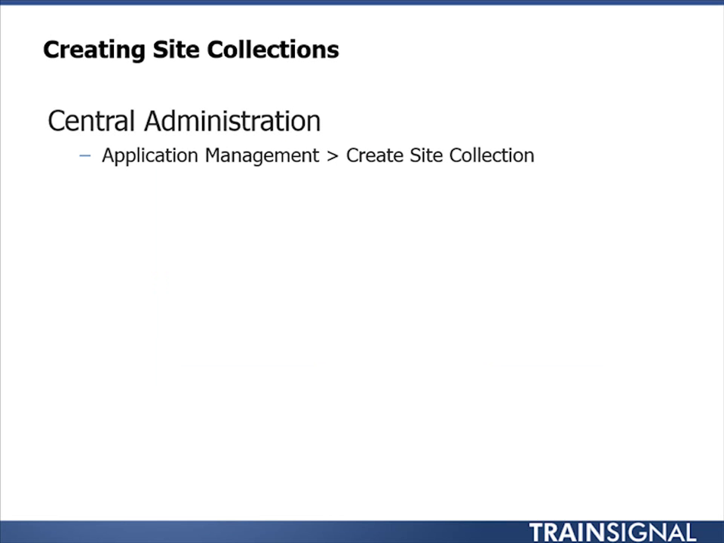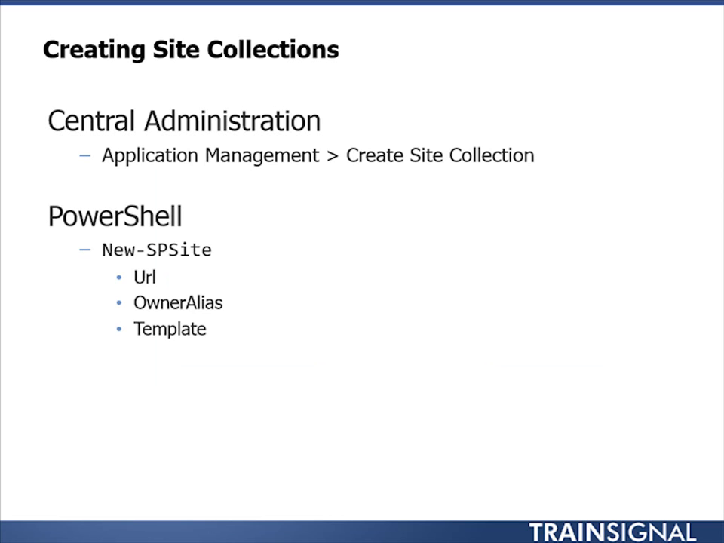Now, to create a site collection, you're going to notice that we've got a couple of different ways that we can do this. We have the ability, of course, to do this inside of central administration by going to application management and then to create site collection. Additionally, we can, of course, do this from PowerShell. Now, you're going to notice the commandlet there. The commandlet is New-SPSite.